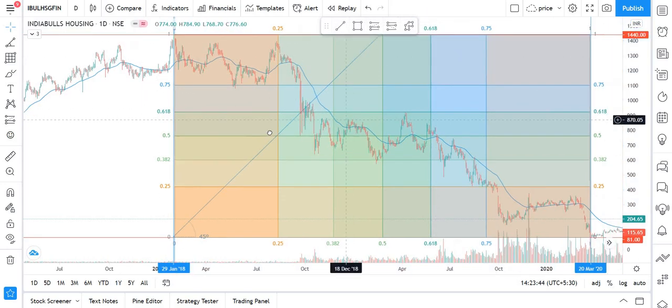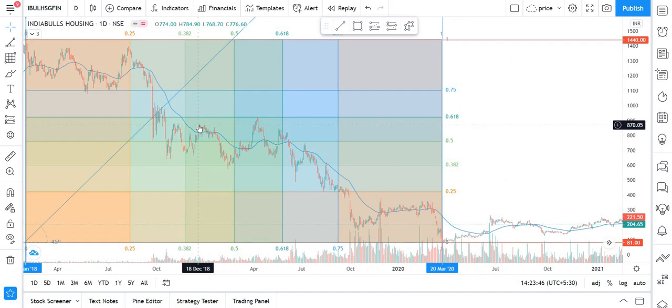So now here we have placed our Gann box. The price level, the low is 81, the high is 1444. In between that we have put our Gann box. We have fixed our Gann box. So this is how our chart looks now.